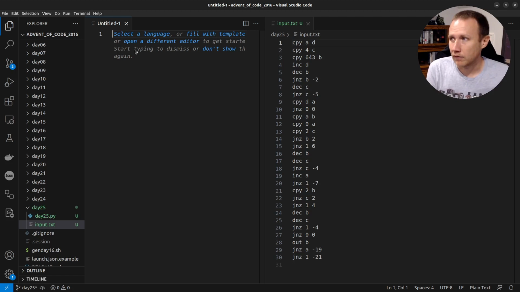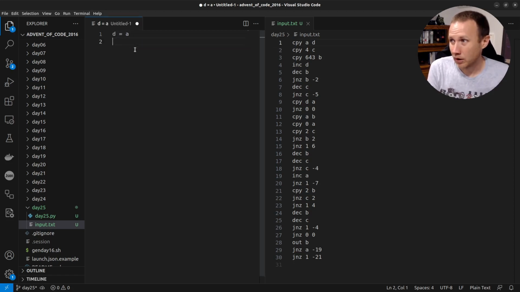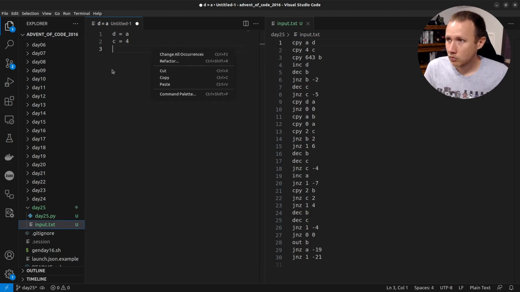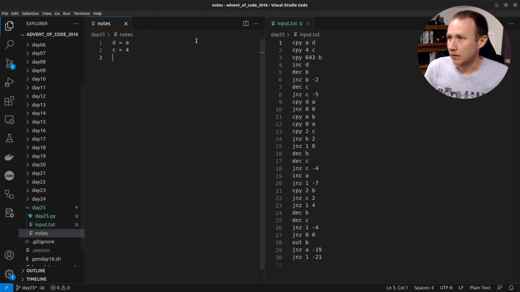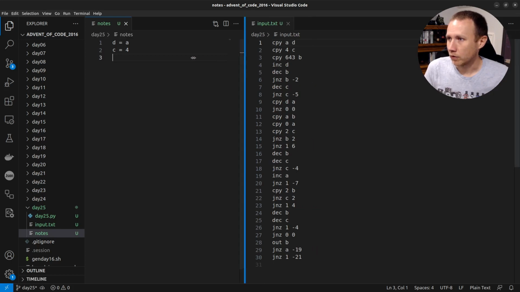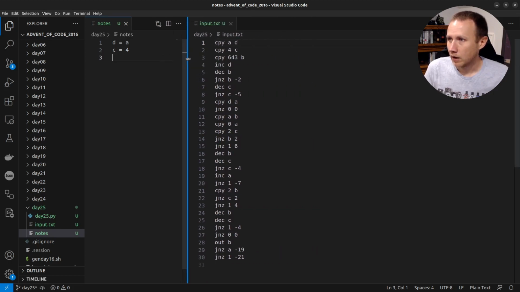If we look through the lines here, the first thing says D equals A, and A is our input. Then we can say C equals 4. Hopefully this lines up. I wonder if I need to save this as something to get it to line up. Save. Notes. Sweet. Okay, now it's lined up nicely here. I'm even going to scoot this over even further so they're closer together.